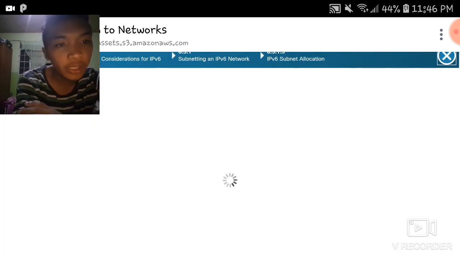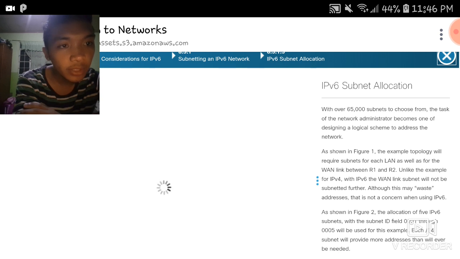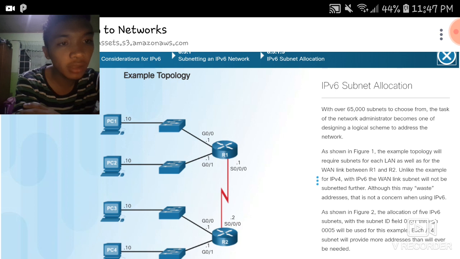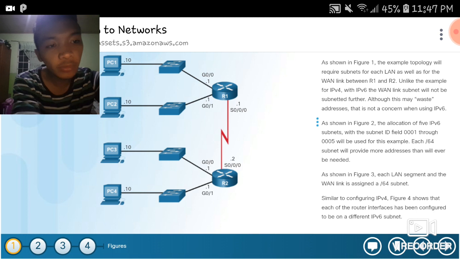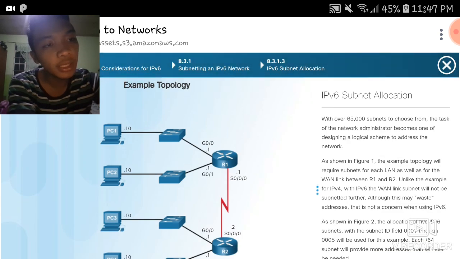IPv6 subnet allocation. With over 65,000 subnets to choose from, the task of the network administrator becomes one of designing a logical scheme to address the network. Similar to configuring IPv4, each of the router interfaces has been configured to be on a different IPv6 subnet.